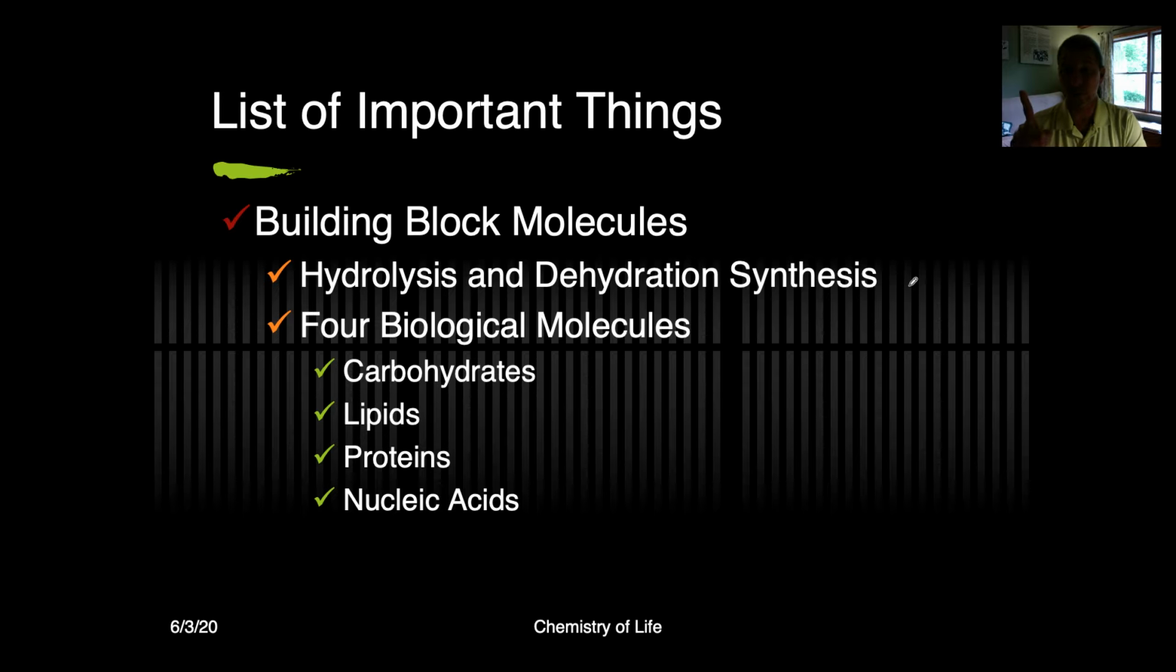Okay? The first important thing that you are going to be asked about on your final are the building block molecules, which is what the second half of this chapter was really all about. I want you to be able to understand what the process of hydrolysis is, as well as the process of dehydration synthesis. Hydrolysis is the taking apart of complex biological molecules, and dehydration synthesis is the building of these complex biological molecules. And the biological molecules themselves, of course, are the carbohydrates, the lipids, proteins, and nucleic acids. These are summarized, of course, in the previous slide. So make sure you have a good look at them.